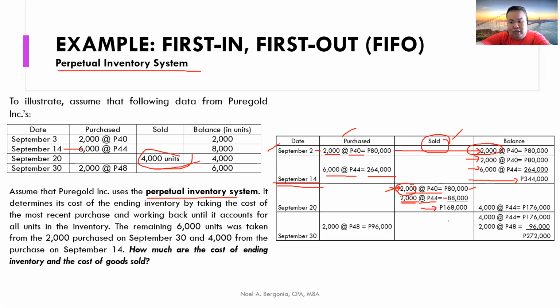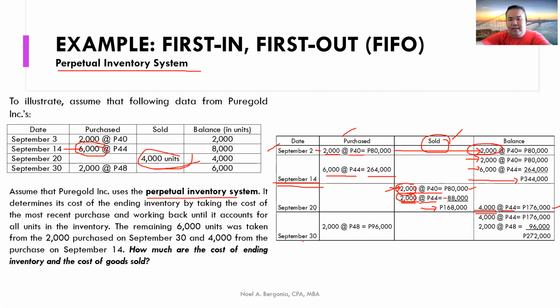168,000 pesos. Okay? So now, on the balance column, wala na po tayong natitirang September 2 kasi na-dispose na po siya agad, di ba? But what is remaining is the 4,000 units na lang. Bakit naging 4,000? Kasi 6,000 po yung September 14. Tapos 2,000 of it was being sold, kaya 4,000 na lang po at 44. So the balance as of September 20 is 176,000 na lang.